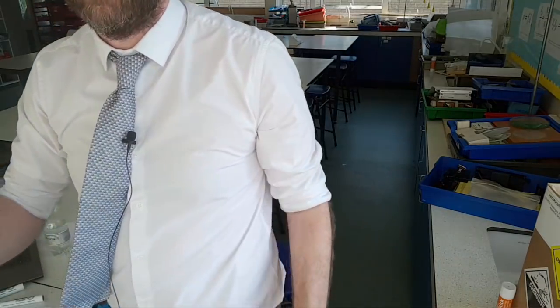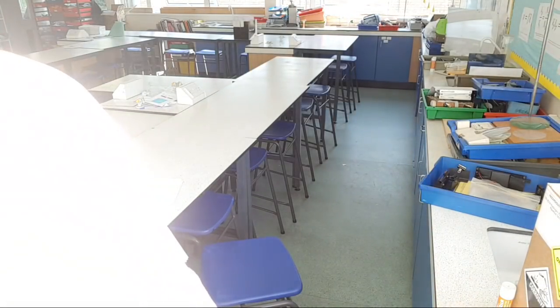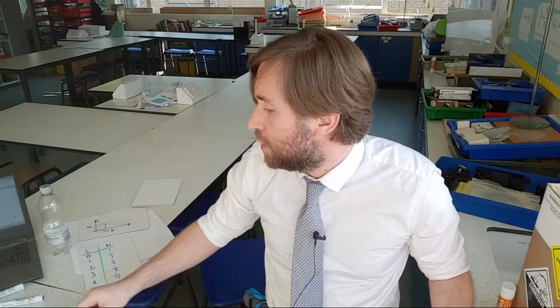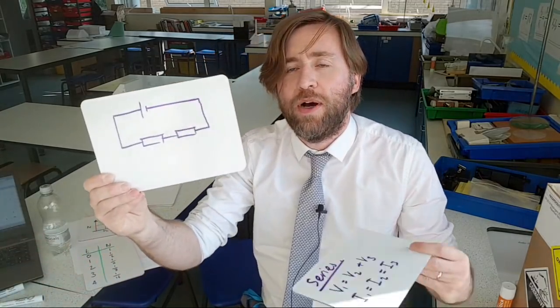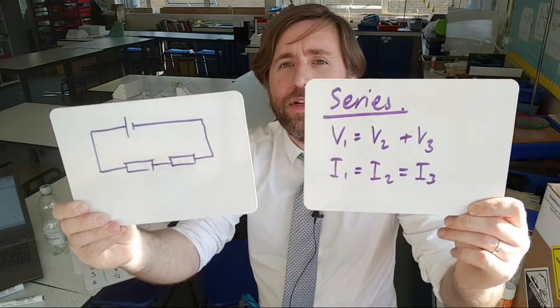So what you need to do is use some of these rules to figure out the bit that you don't know. Often they'll tell you a current or a voltage somewhere else in the circuit. So let's do them one by one. Let's look at the series one first. What could they tell us? Well, they tell us a current through the power pack or something, and we need to remember that in a series loop, the current everywhere is the same.